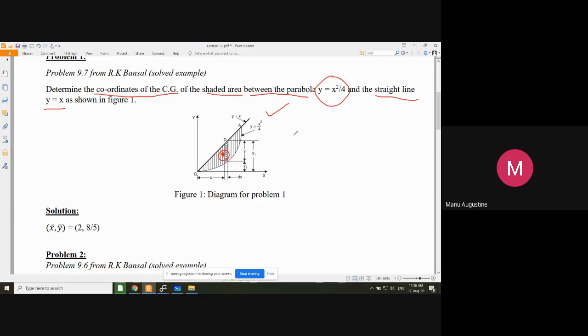Okay, so again, by using the integration method, what I will do is I construct the origin, I take the straight line, this is y is equal to x, I take the parabola too.